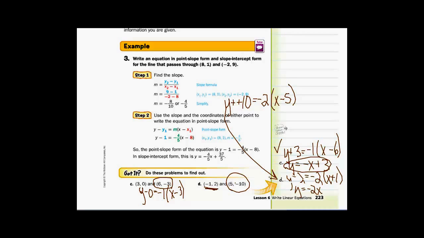Now, when you work that out, you would still get the same answer right here. Because if I did that, it would be y plus 10 equals negative 2x plus 10. So subtract 10 from both sides. I get y equals negative 2x. So even if I use the other point, my slope-intercept would be the same. All right? So that's up to you. So choose either point, but either way, your slope-intercept would be the same.